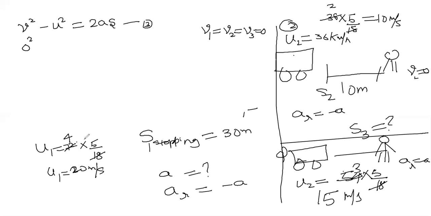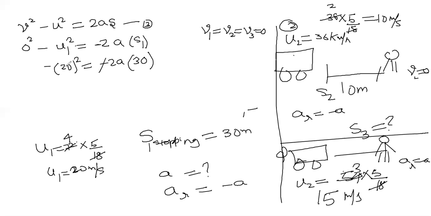So let us write the formulae. 0 square minus u1 square is equal to 2, minus a, into s1. I will write s1 only and later I will substitute. Now substitute: minus 20 square is equal to minus 2a, s1 is 30. This is the first equation.